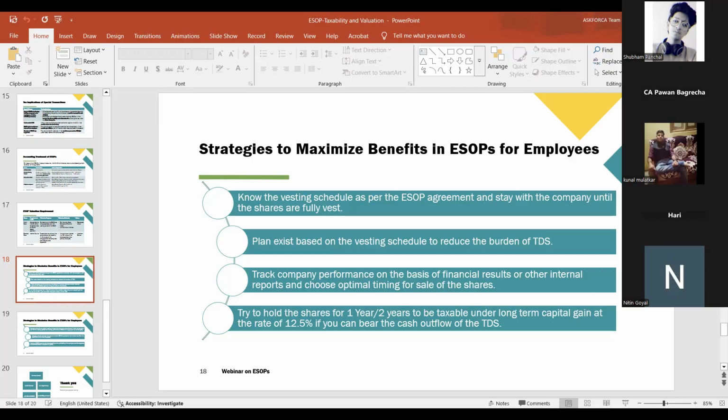And to take benefit of the long-term capital gain, the employee has to hold the shares for 1 year for a listed company and 2 years for an unlisted company, so that the taxability comes under the long-term capital gain and the rate will be 12.5%.